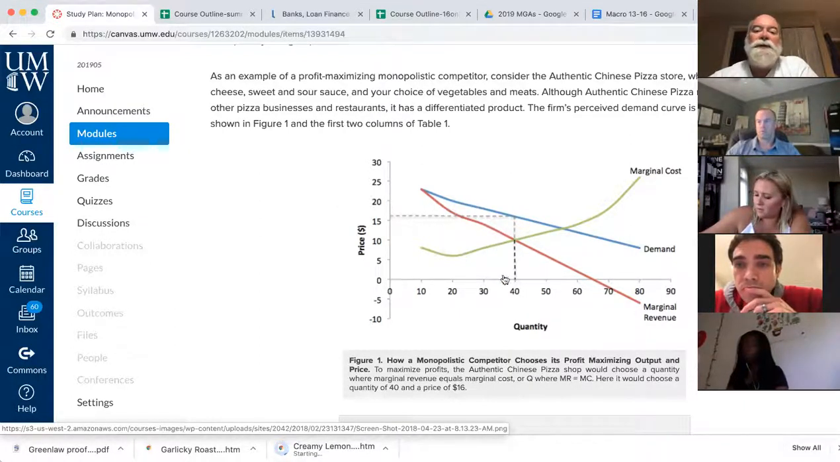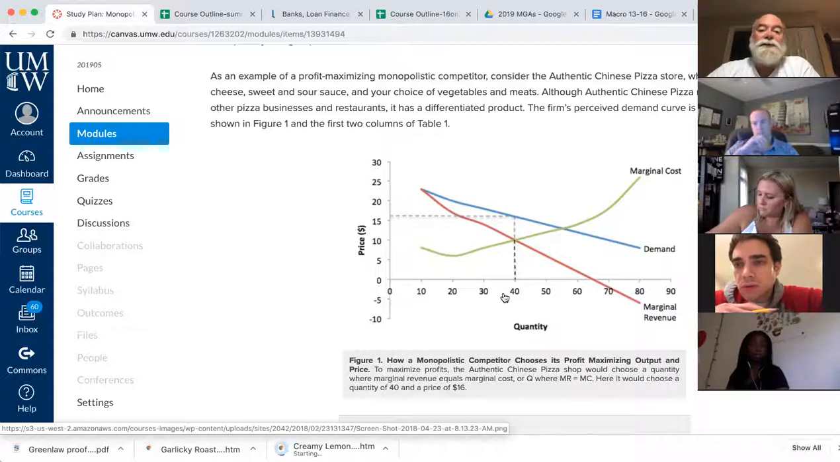Okay, so what we know is if the firm charges $16 and sells 40 units of output, they will be maximizing their profits. And that's great news. What we don't know is how large or small that profit is going to be. In order to figure that out, what additional information do we need? Total cost curve. Well, we need the average cost curve. If we have the total cost curve, we can figure out the average cost curve.